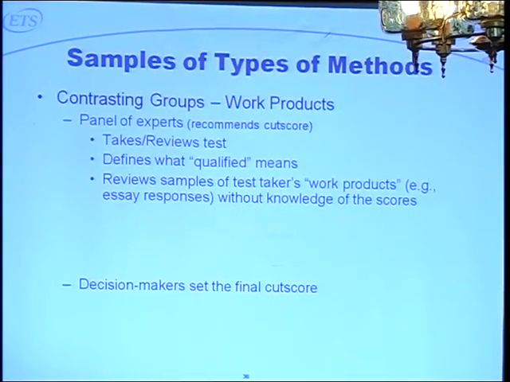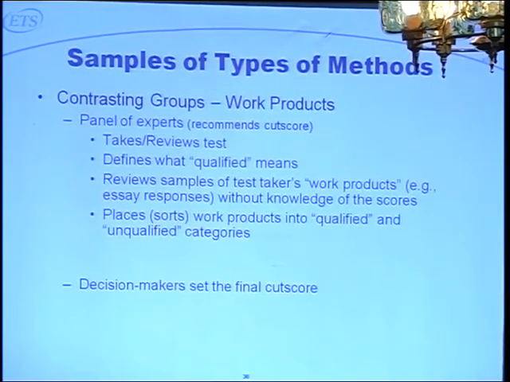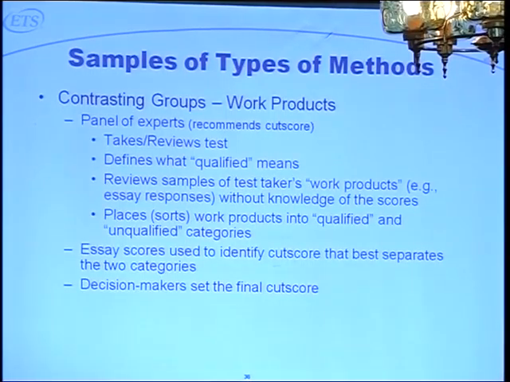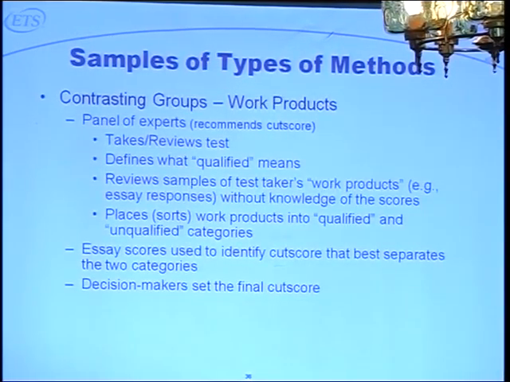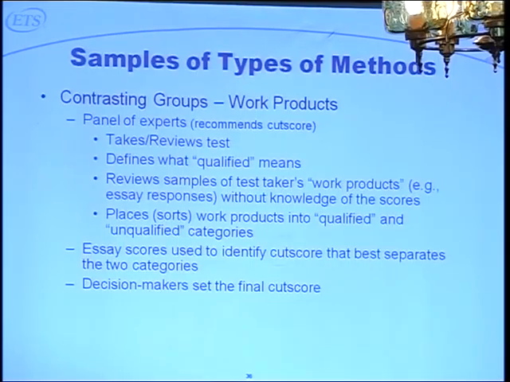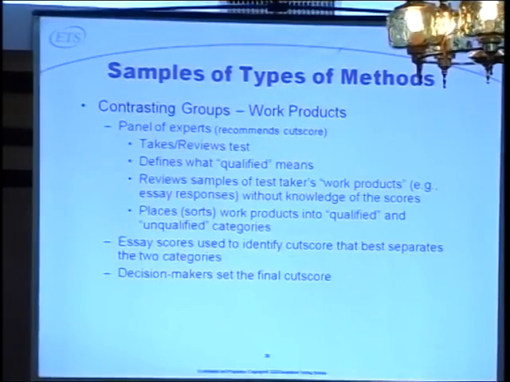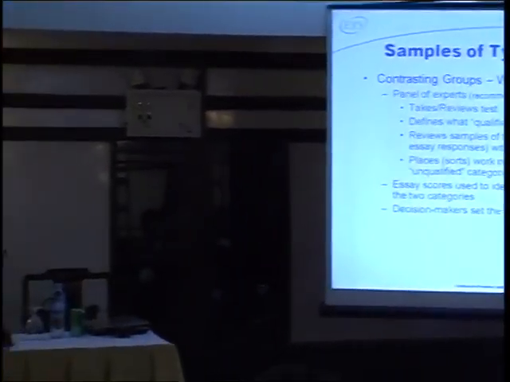So again, they would take the test and define what qualified means, but then they would look at samples of the products without knowing the scores. That's the key. If they knew the scores, it wouldn't be as effective. So they look at the product and say qualified, not qualified, and they go through a lot of samples and make those ratings. Then we know the actual scores, and so we use the actual scores to analytically determine what the cut score is.